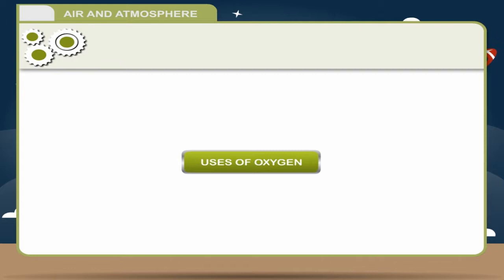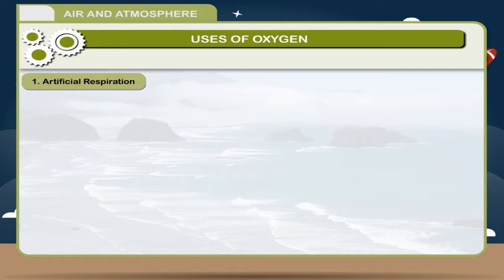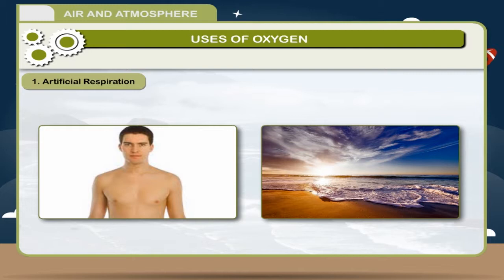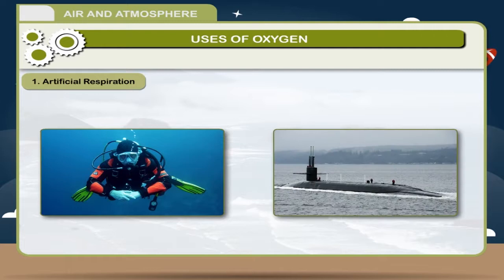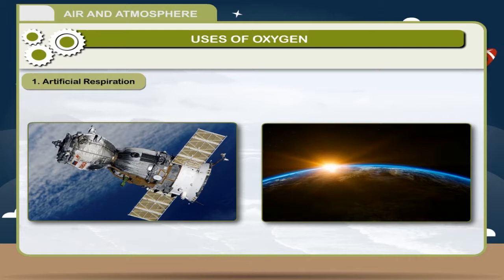Uses of oxygen. Oxygen has numerous uses. Its uses can be classified into three categories. Artificial respiration. Since man's body is not suited to breathe in oxygen dissolved in water, therefore, deep sea divers and people moving in submarines carry oxygen with them for breathing. At high altitude, air contains less oxygen, hence, mountaineers also carry oxygen cylinders on their back. Spaceships also carry their own supply of oxygen as there is no air in space.